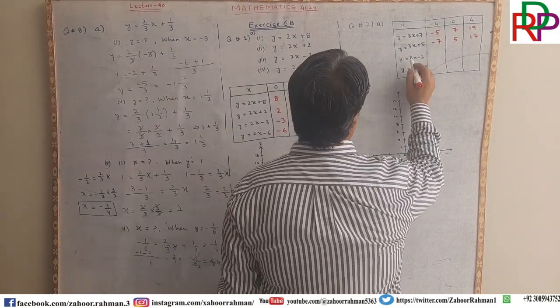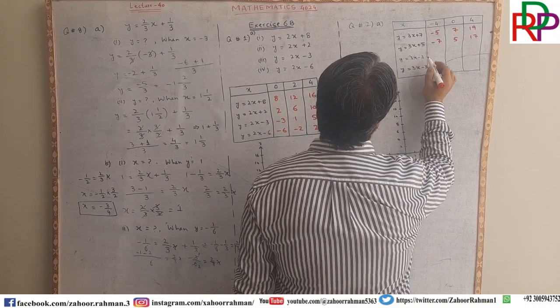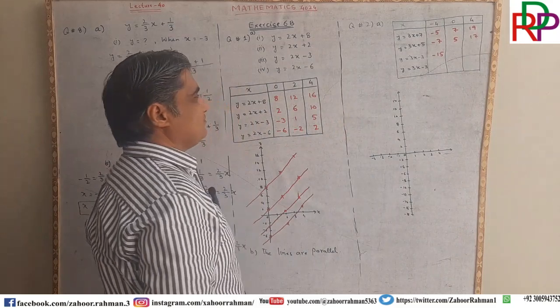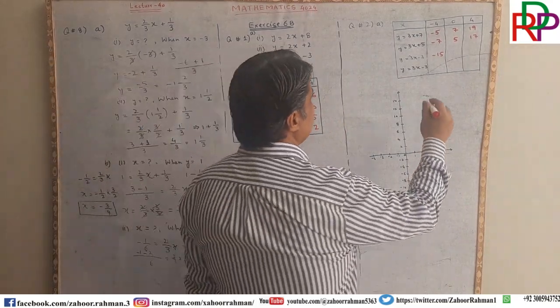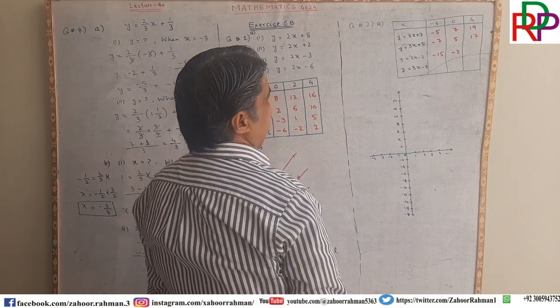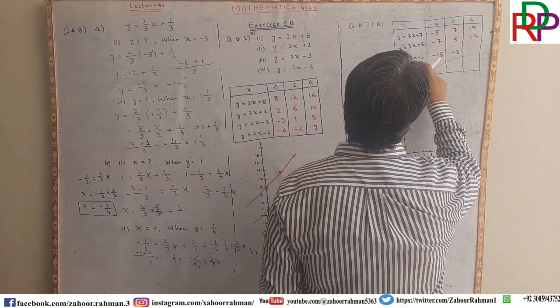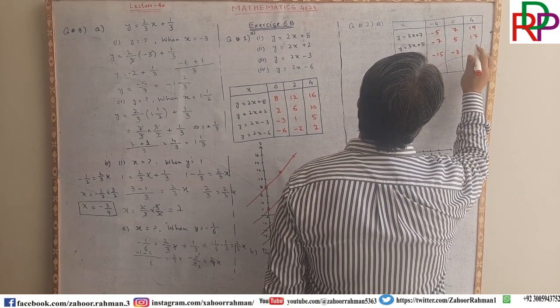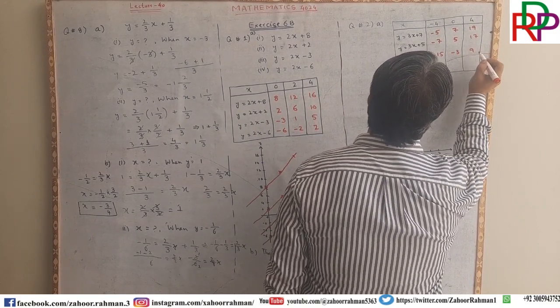Similarly, this is minus 12 minus 3 that will be minus 15. And similarly, this will be minus 3. And 4 3s are 12, 12 minus 3 will be equal to 9.